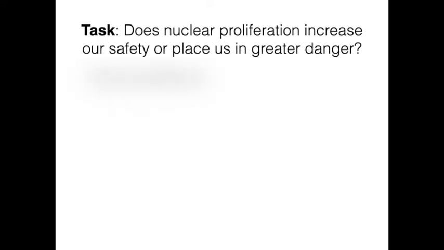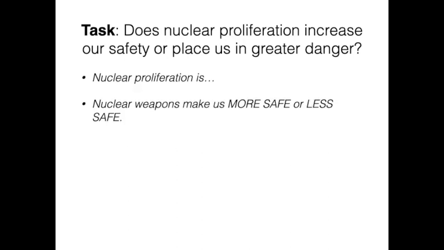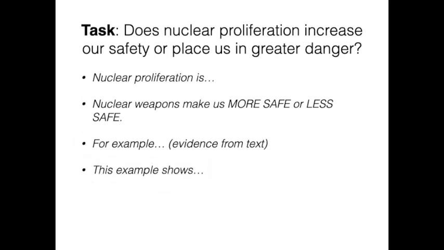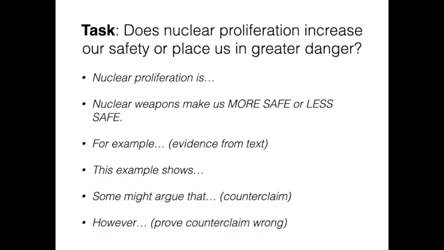Here's how you're going to start. You're going to need to explain what is nuclear proliferation, and then take a stance. Do nuclear weapons make us more safe or less safe? Are we more safe because we have them and we know we're not going to be attacked? Or are we less safe because if anything goes wrong, if there's an accident, if someone accidentally sets one off, or if someone thinks they're being attacked, is it making us less safe that we have these and that we have so many of them? Cite some evidence from the text. Explain your evidence. Include the counterclaim, and of course, prove the counterclaim wrong.